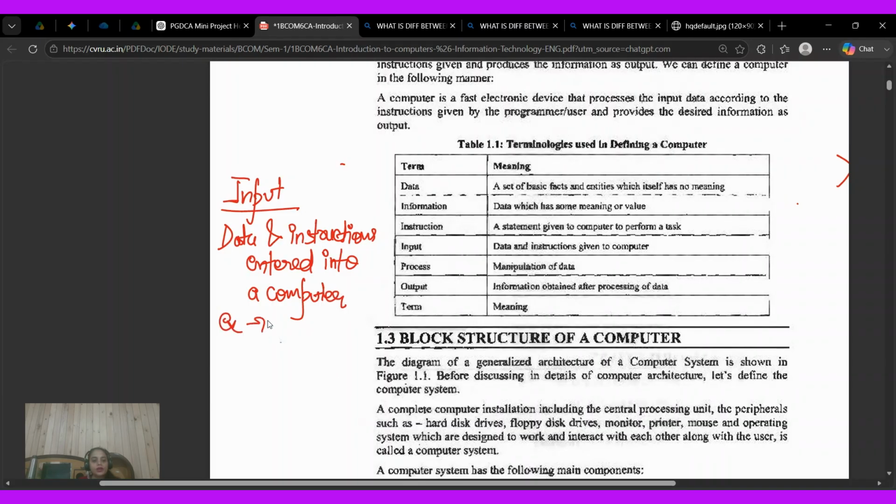Example, typing. Data is the raw one, and instructions are the commands that you give. Whatever you type is entered into a computer. When you click the mouse, that's also an input using the mouse. Your voice, any voice command.